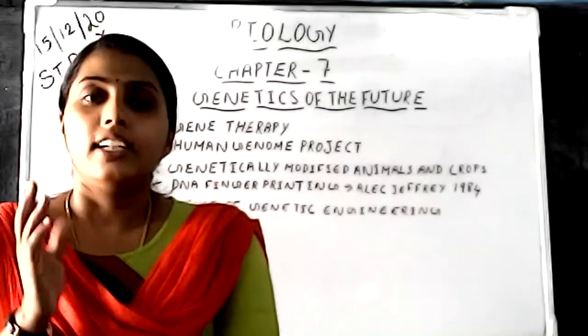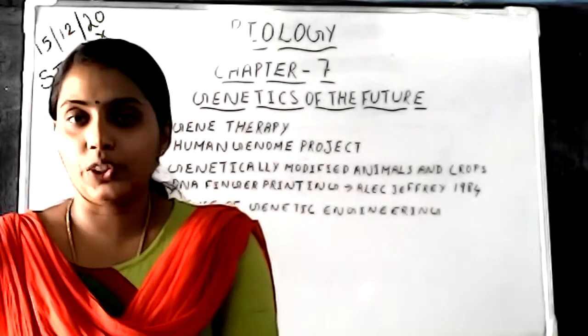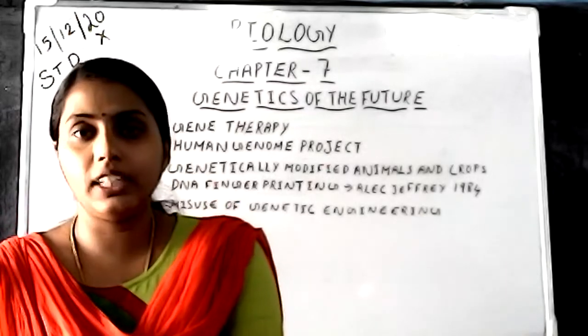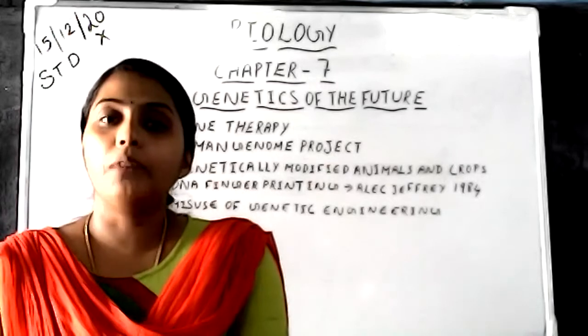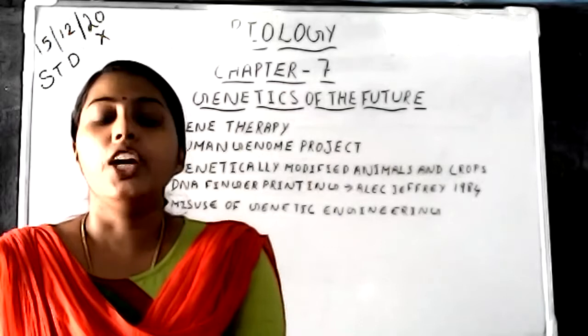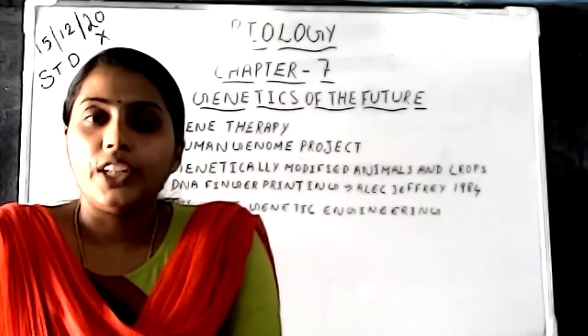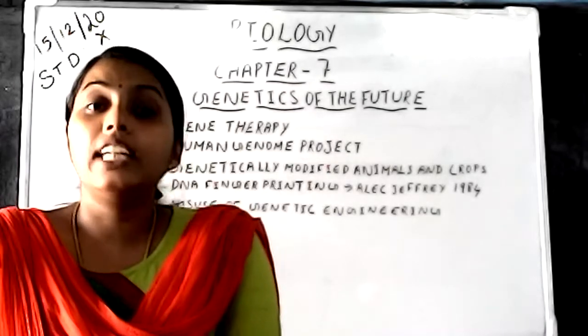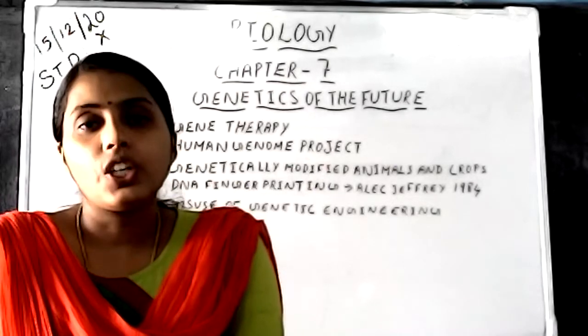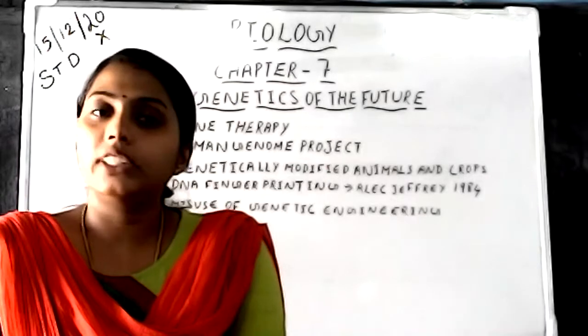So if that disease-causing gene is removed and another normally functioning gene is placed there, what happens? That person, or his next generation, will be free from the genetic disease. Otherwise, genetic diseases will be transmitted from one generation to another. Is it clear for you?